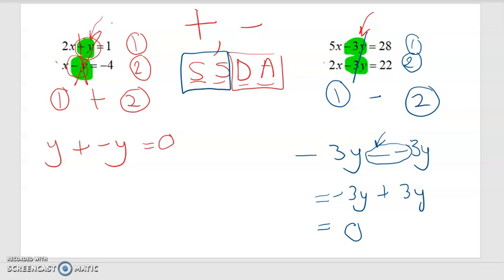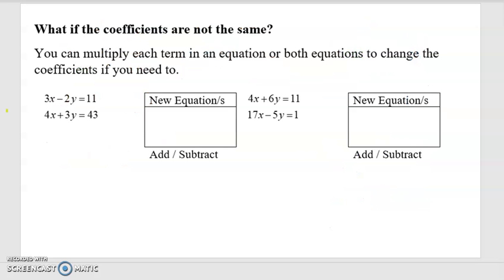But that begs the question: what do you do if the coefficients are not the same? We're not always going to have the same coefficients. In that case, you're going to take your equations, but you're going to have to create another equation. Maybe you'll create one, you might even have to create two equations. The way you create those equations is you multiply every term, not just some, but each term in one of the equations, or sometimes both, to change the coefficients.